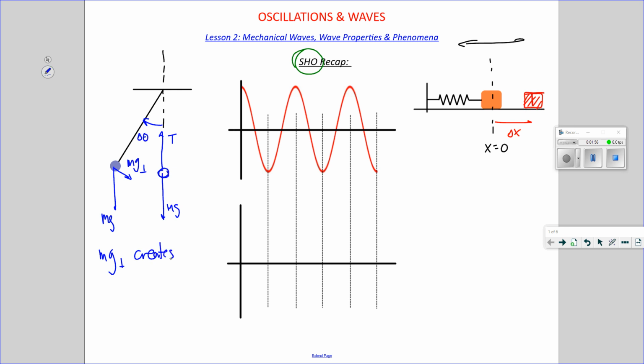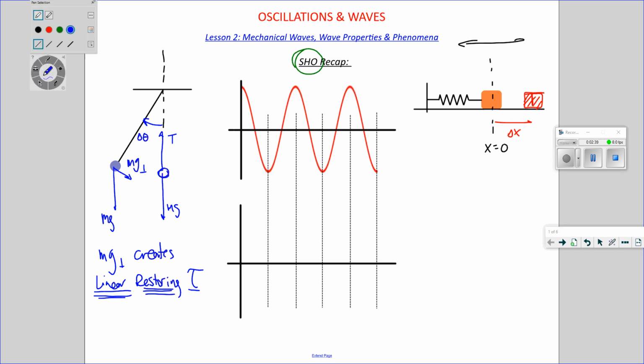And mg perp creates a linear restoring torque. I'm not saying mg is a torque, mg is a force, but it creates a linear restoring torque, as long as we have small angle oscillations. You can't drag this thing up to the ceiling. You have to make theta sort of small, around 20 degrees maximum or so. But if you do that, mg creates a linear restoring torque, which means that the torque exerted by the force is proportional to, but in the opposite direction of, the displacement.